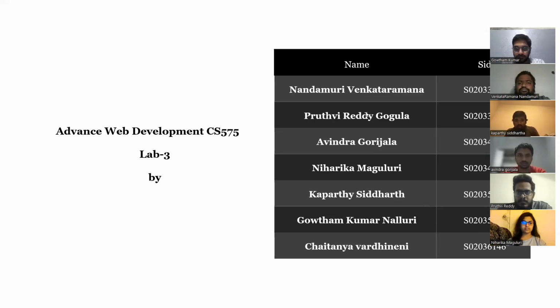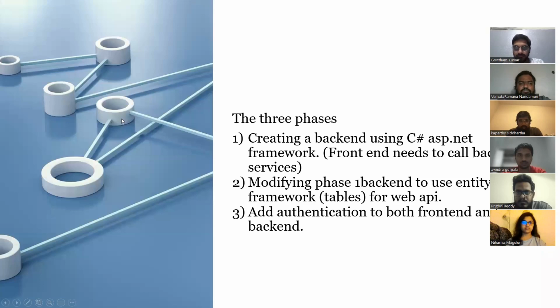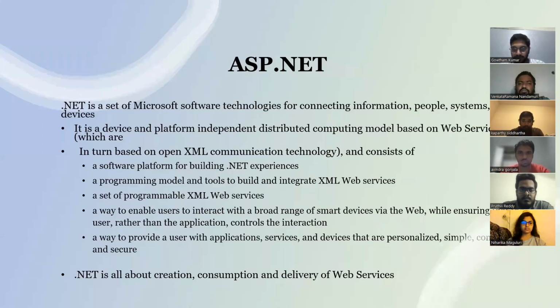And welcome. Next slide. In this session, we present three phases: creating the backend using the C Sharp ASP.NET framework, modifying the Phase One backend to use Entity Framework, and adding authentication to both the front end and the backend. These are the three phases which we did in this project.